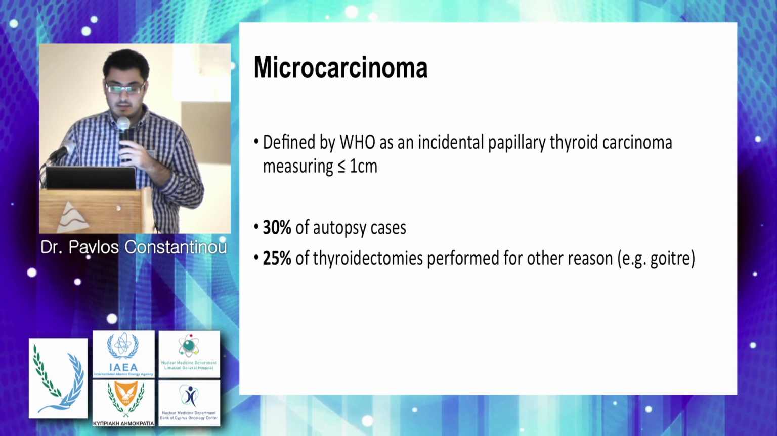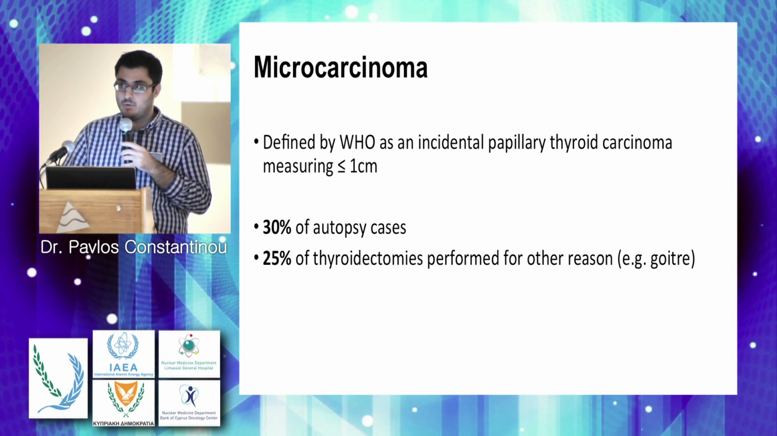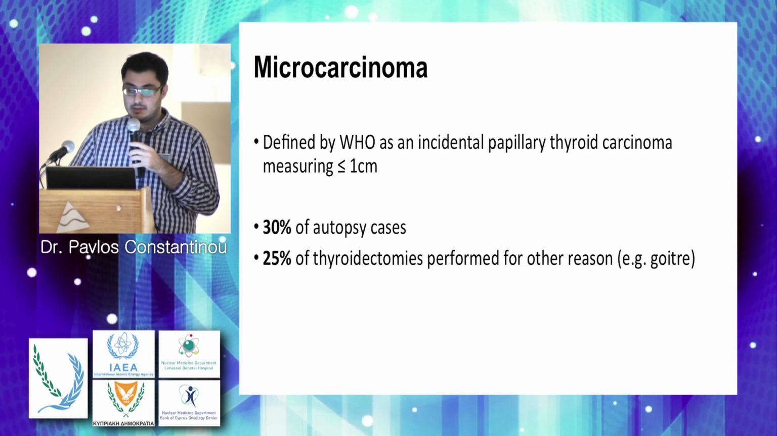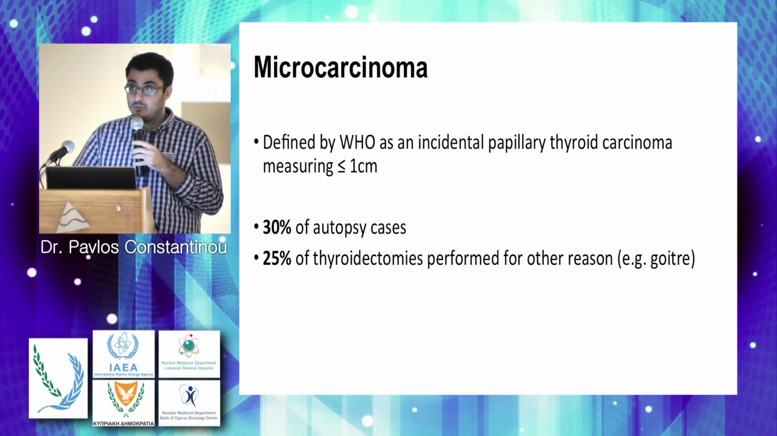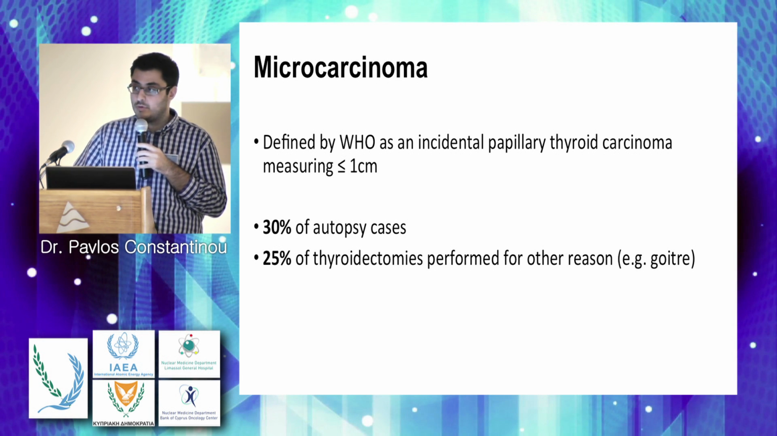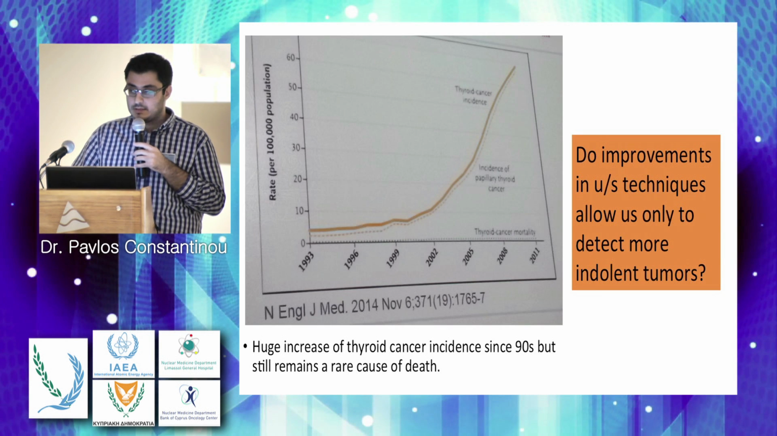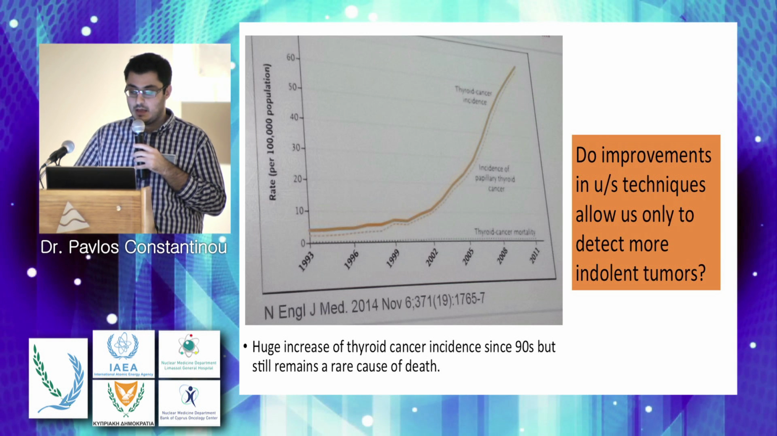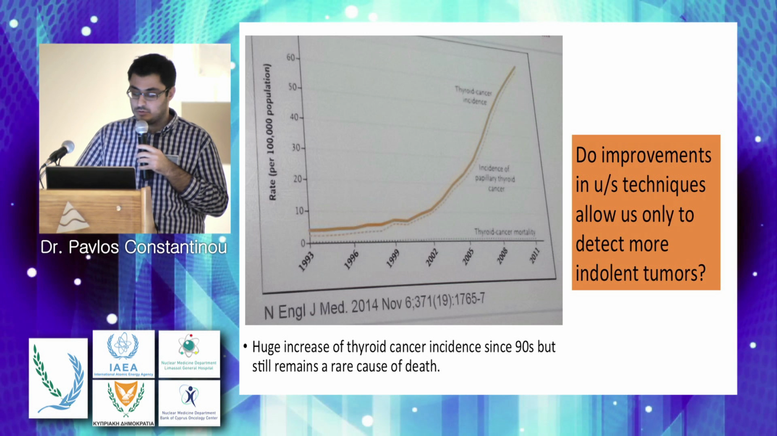As I have already said, it is defined by WHO as an incidental papillary thyroid carcinoma measuring less than or equal to 1 centimeter. It is believed to be found in 1/3 of autopsy cases and also in 1/4 of thyroidectomies performed for other reasons. This curve here shows us the huge increase of thyroid cancer incidence since the 1990s. However, you can see that thyroid malignancies still remain a very rare cause of death.